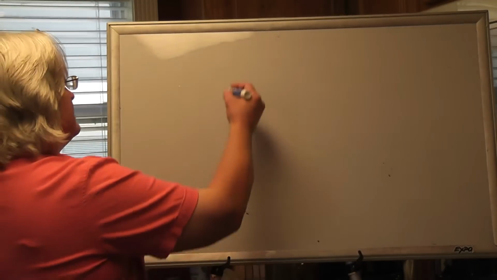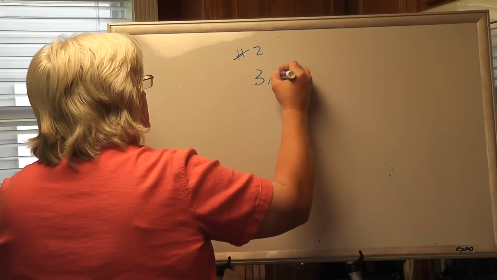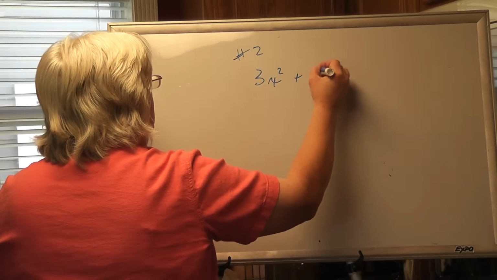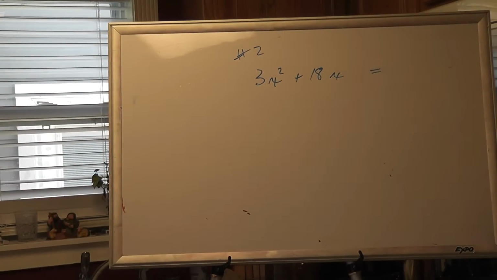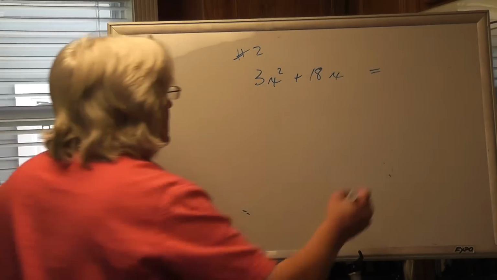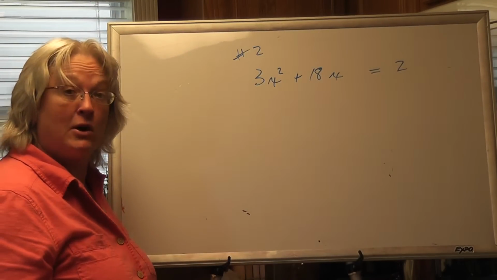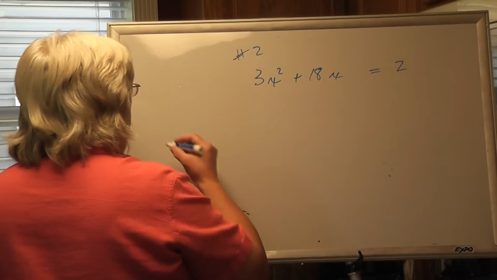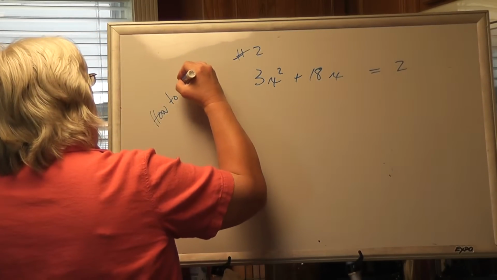3x² plus 18x is equal to 2. This is number 2. The question here is very simple. We're not asking you to solve it. They just want to know how much you add to the right-hand side of the equation.